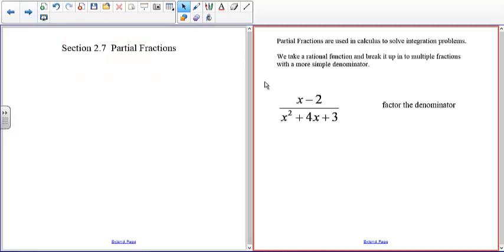So we're going to start with the simplest case, and what we're going to do is take a rational function like this and break it up into multiple fractions with a more simple denominator. So this has a quadratic as a denominator. It's a single fraction, but it has a quadratic. What we want to do is make this into 2 simpler fractions. So we're going to take the original rational expression.